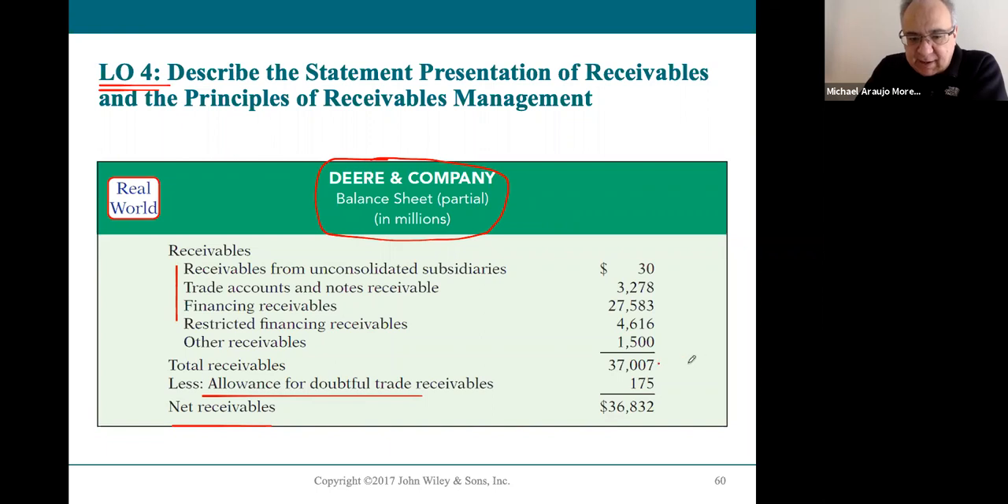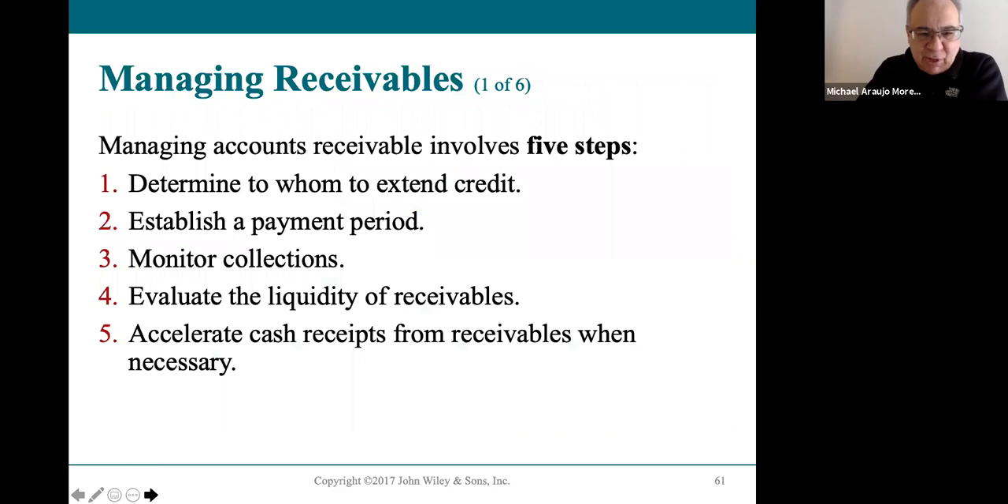And as you see, for their total receivables, that's a lot of dough. Get it? That's Deere and Company. That's a lot of dough. Of course, they have to take away their allowance, so they have to shave off a few bucks. Sorry. But that's still quite a decent amount of receivables, right? Oh dear, oh dear, oh dear. Okay, sorry.